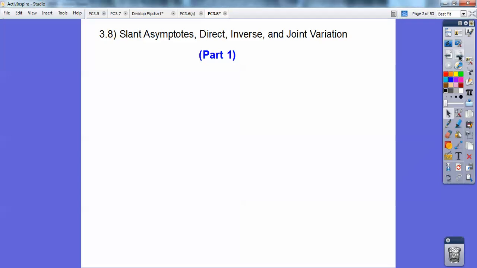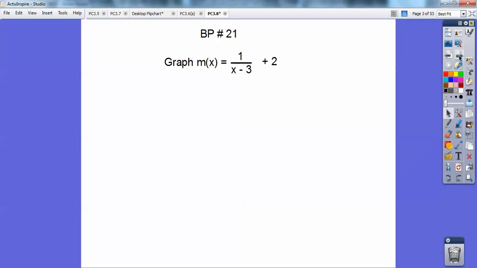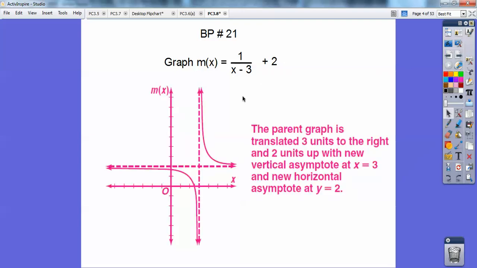Okay, let's go ahead and review this one right here. Graph 1 over x minus 3 plus 2. Remember 1 over x, I don't have a graph for that, but if this is your y-axis and this was your x-axis right here, it made a graph that went in quadrant 1 and then over here in quadrant 3. This is going to be the same thing, except it's going to be shifted to the right 3 and up 2. So there it is, shifted to the right 3 and up 2.